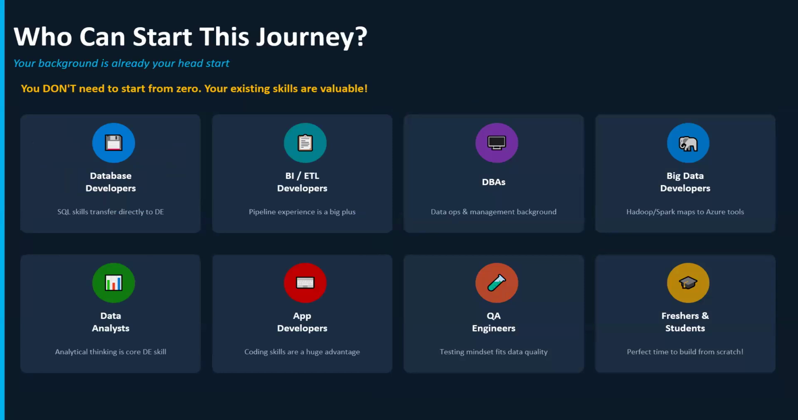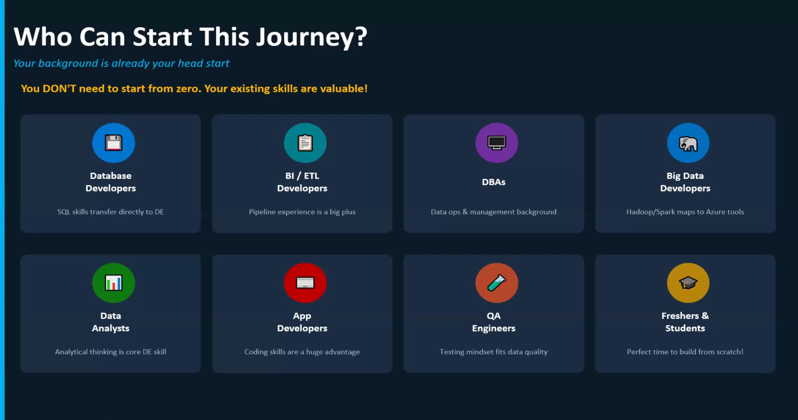Whether you are a database developer, of course you have basic SQL skills, you can directly transfer that into data engineering. And suppose you're a BI developer, a data developer with Informatica, Tableau, or SSIS, you already know packages and pipelines, so you can easily shift into this. And if you're a DBA, you know DevOps and a managed background, so you can get into here. If you're a big data developer, all the big data applications are getting migrated to data engineering, so you can get that thing.